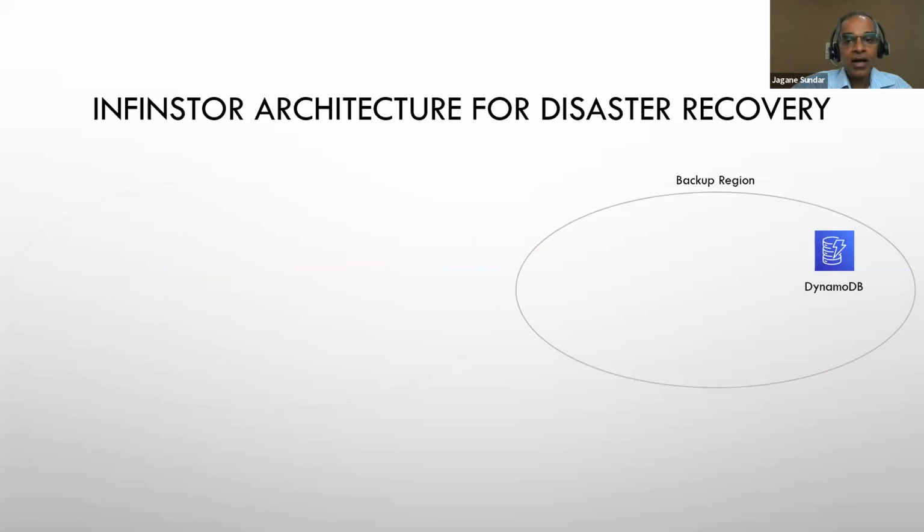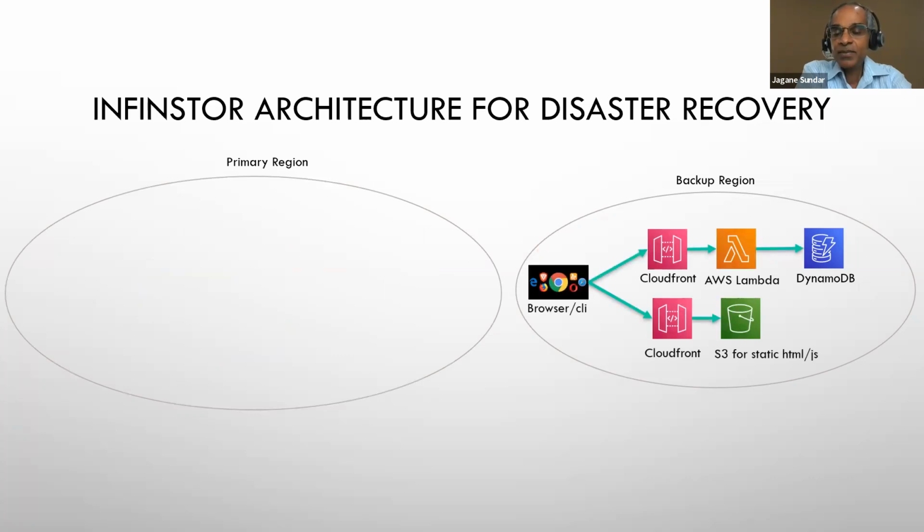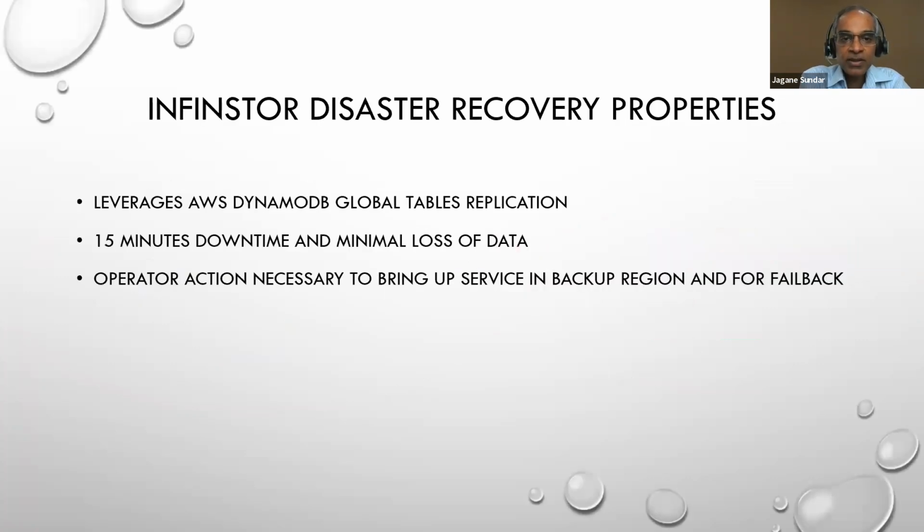What happens is that at this point, we bring up the Lambdas in the backup region, the CloudFronts and the DNS entries are changed, and the service comes back up running in the backup region with minimal loss of data. You have to remember that this requires operator action. There is a set of scripts that we offer for this to be enabled, and that's when the backup region will be up. For fail back, to go back to the primary region, there's also a need for operator action.